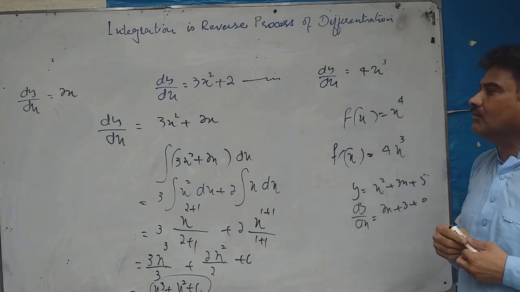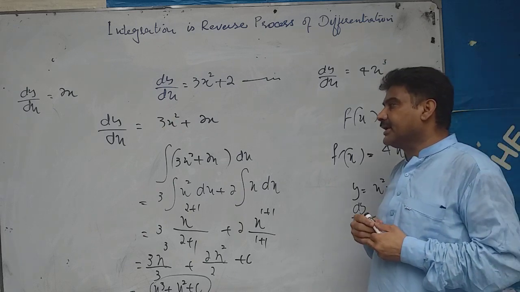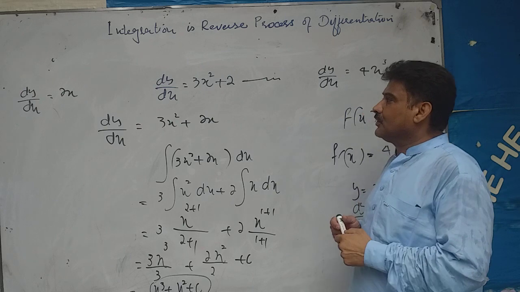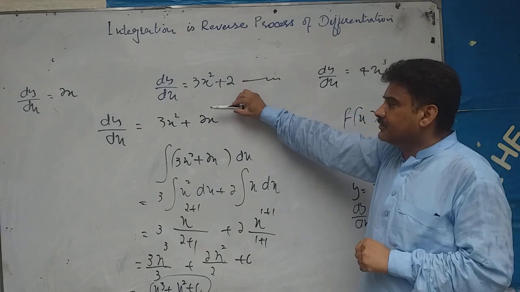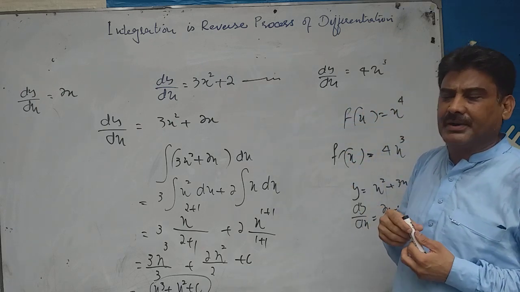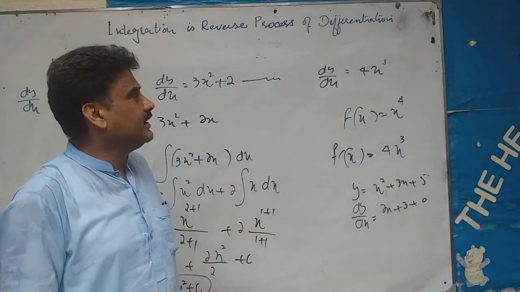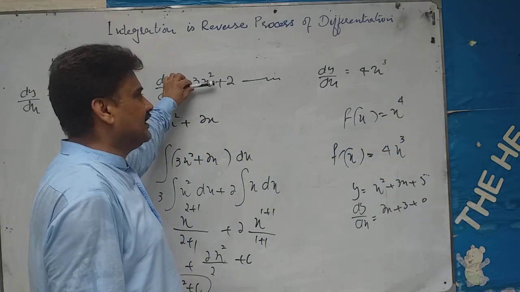In this way, by integrating, we can find a function whose gradient function is given. Integration is a process by which we find the actual function if the gradient function of any function is given.